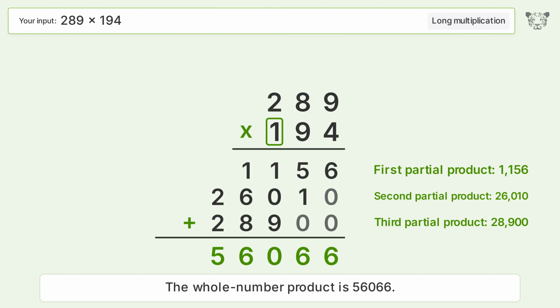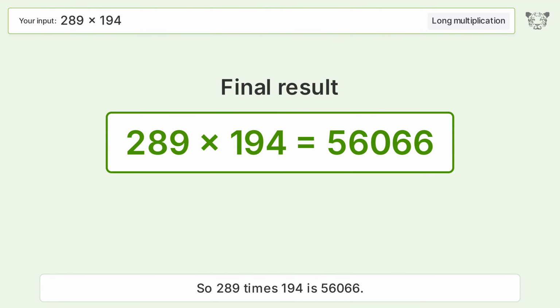The whole number product is 56,066. So 289 times 194 is 56,066.